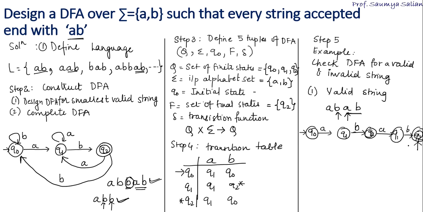So the valid string ABAB reaches the final state. This shows the correctness of our DFA for the valid string. Next, let's check for an invalid string as well.